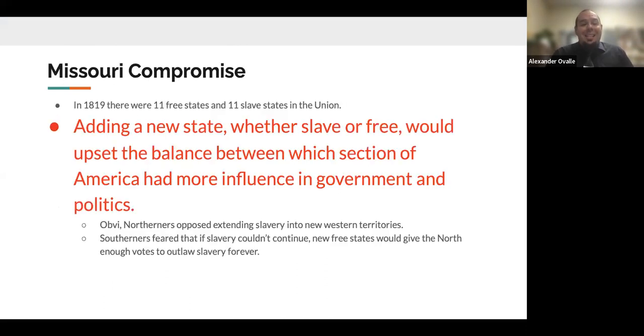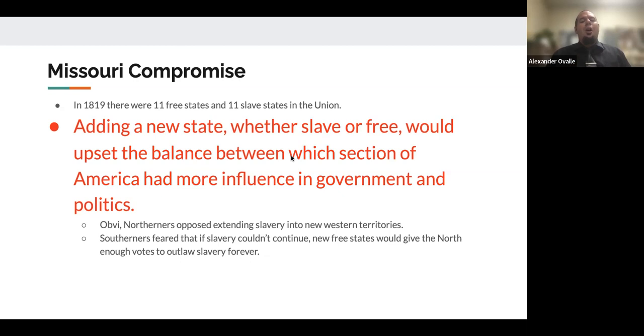So in 1819, at the time, there were 11 free states and 11 slave states in the country. Adding a new state, whether free or slave, would upset the balance between which section of America had more influence in the government and politics. So you are seeing right around this time the differences between the North and the South: economies, cultures, the way they do trade, everything is different.